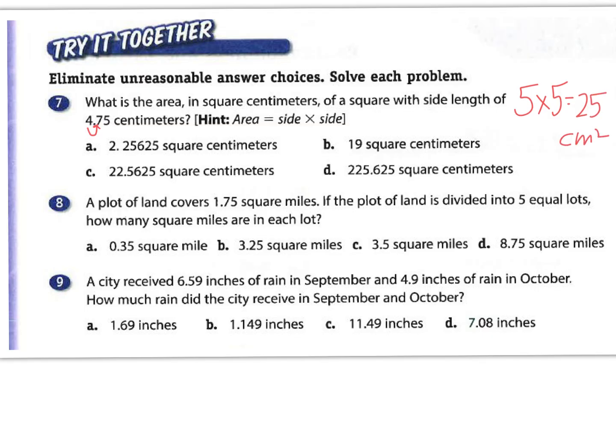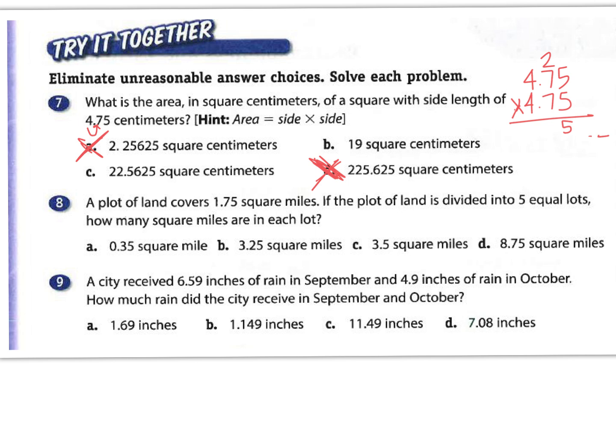Well, what is unreasonable? Definitely that. 225 is too much. 2.2 is too small. So then we have B and C left. So then we need to actually solve. So 4.75 times 4.75. And I got to erase to make some room here. So 4.75 times 4.75. All right, 5 times 5, 25.